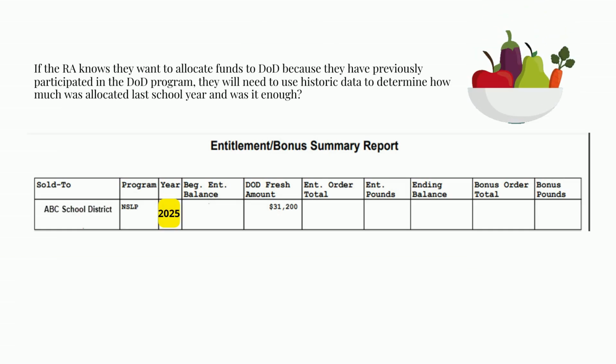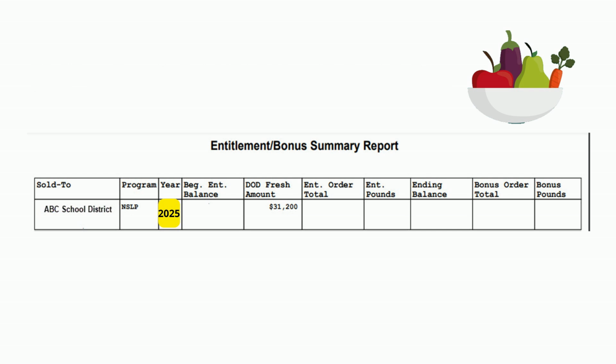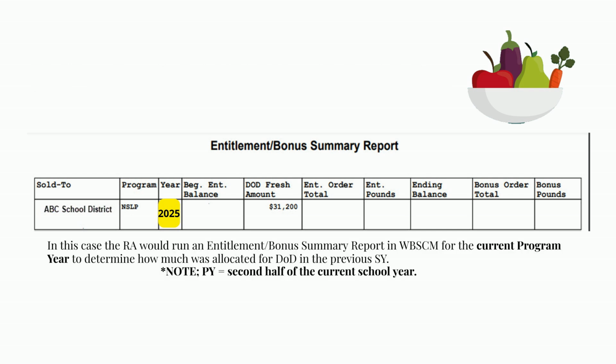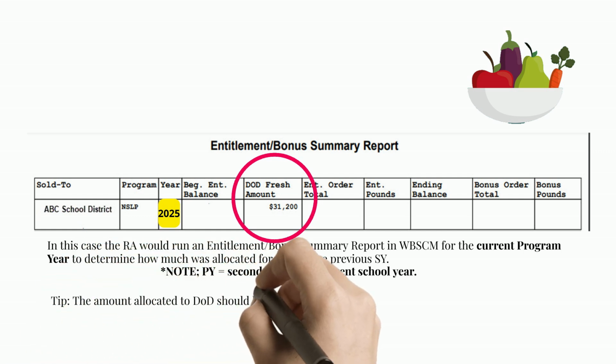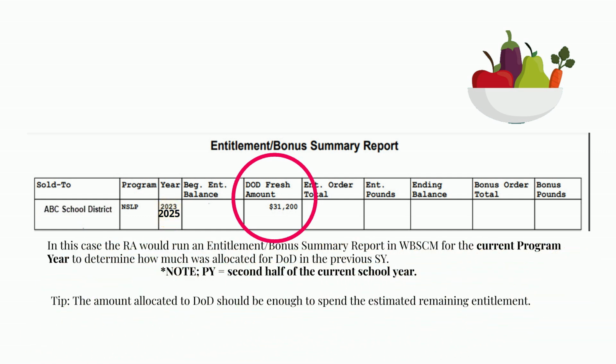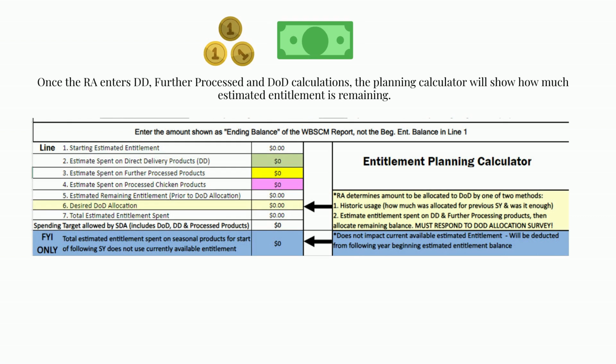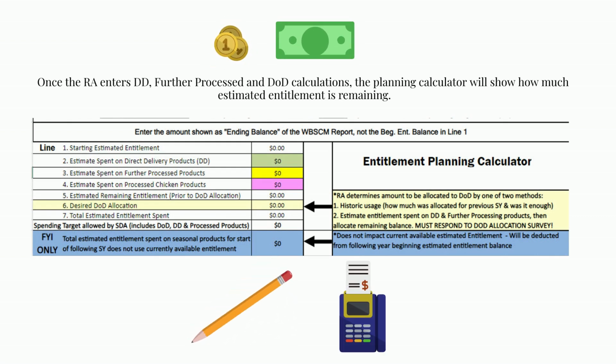If the RA knows they want to allocate funds to DoD because they have previously participated in the DoD program, they will need to use historic data to determine how much was allocated last school year and was it enough. You would need to run an entitlement bonus summary report for the current program year to determine how much was allocated for DoD in the previous school year. Please note, the amount allocated to DoD should be enough to spend down the estimated remaining entitlement. Once the RA enters direct delivery, further processed, and DoD calculations, the planning calculator will show how much estimated entitlement is remaining.